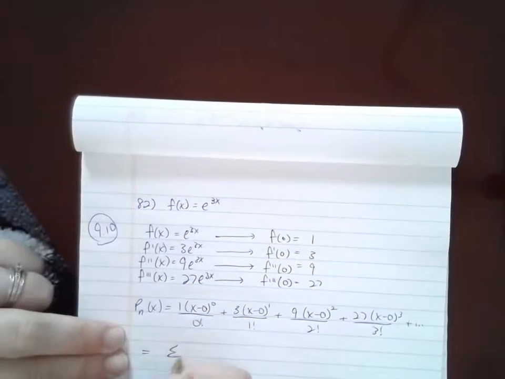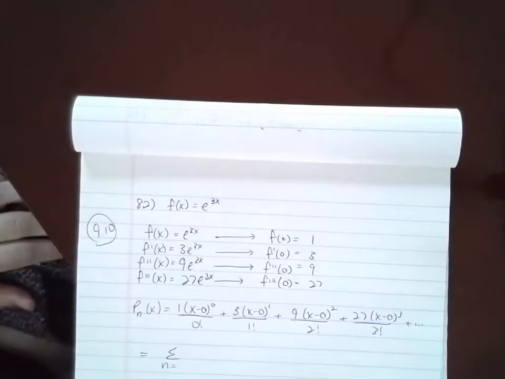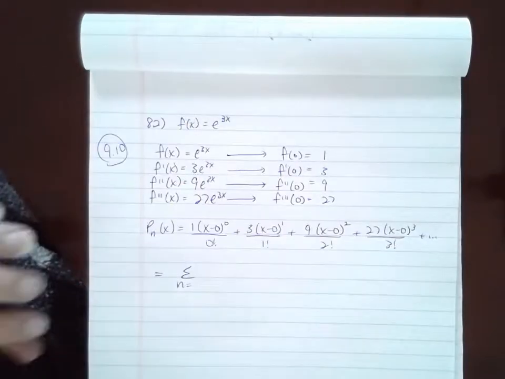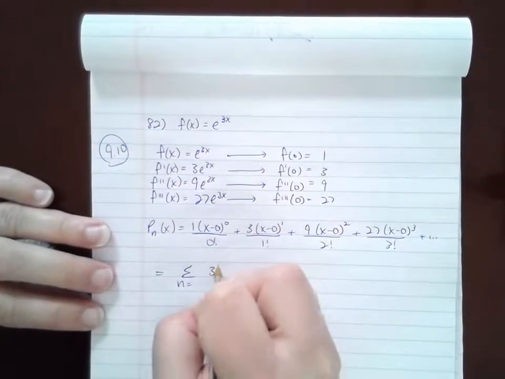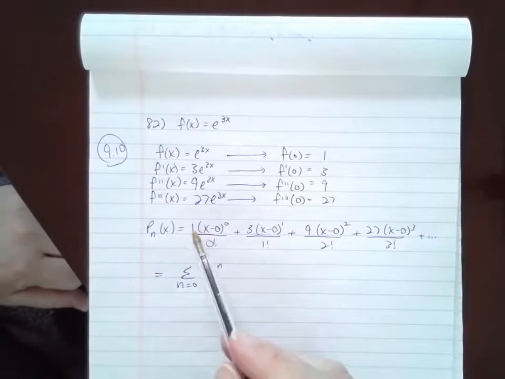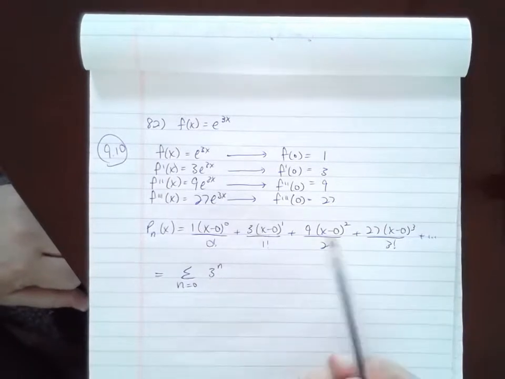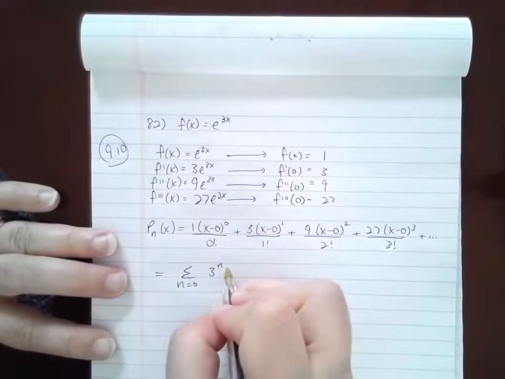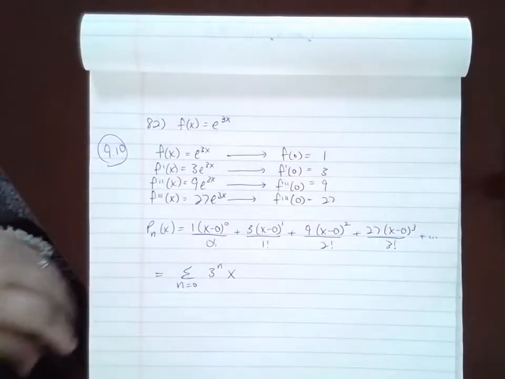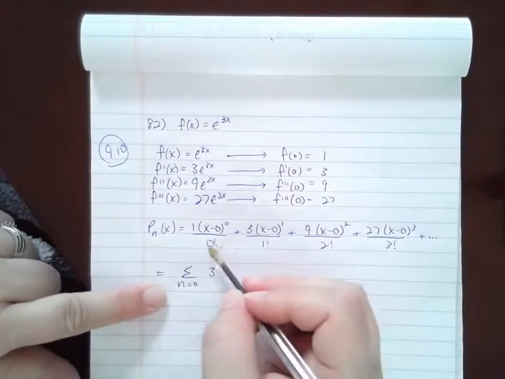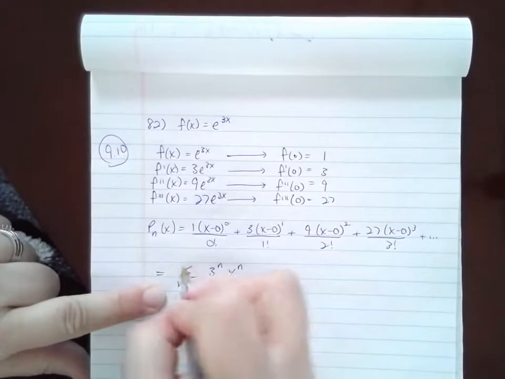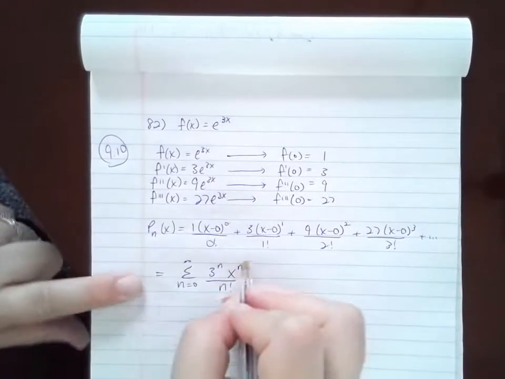Our job is to now put that in a series formation. Each of these coefficients, 1, 3, 9, 27, are 3 to the n if I start at 0. Right? 3 to the 0 is 1. 3 to the 1 is 3. 3 to the 2 is 9. They all have x minus 0, so I can just simplify that to x if I want. Since I'm starting at 0 and these are going to both be 0, I can write n and n factorial going toward infinity. This is my answer.